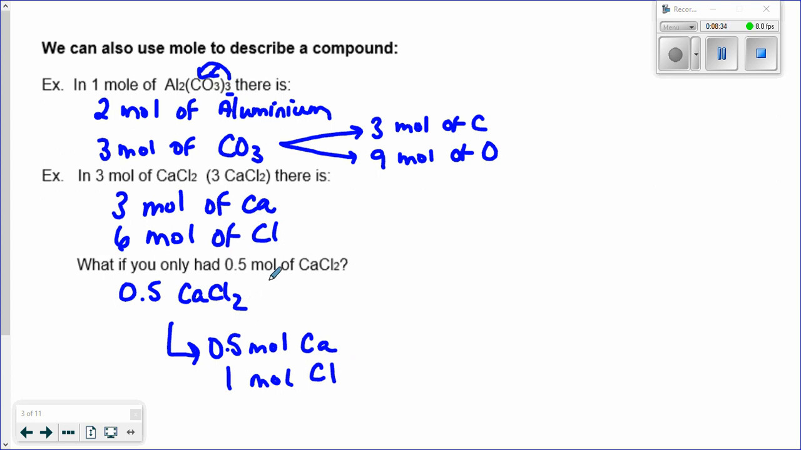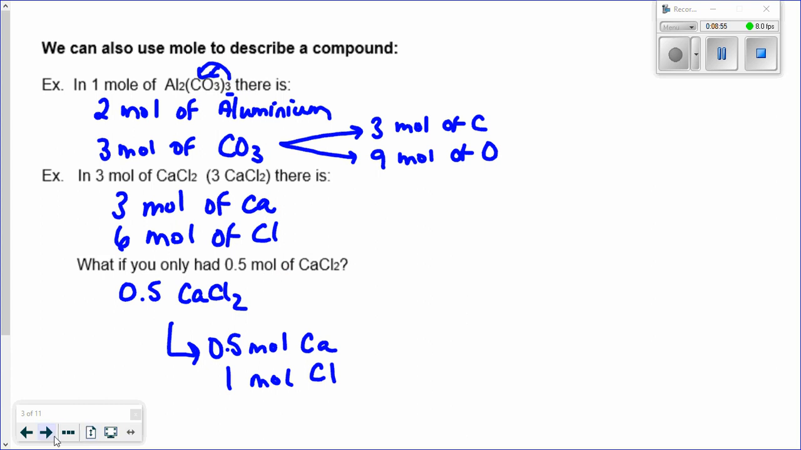And yes, you can have half a mole of something, just like you can have half a dozen eggs. Half a dozen eggs is 6 eggs, right? Half of a dozen. Half of a mole is half of 6.022 times 10 to the power of 23 molecules or particles or formula units, depending on what we're talking about.